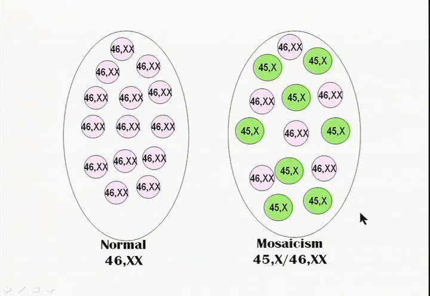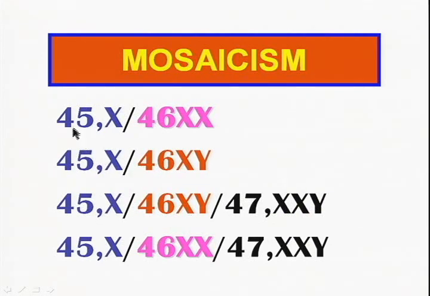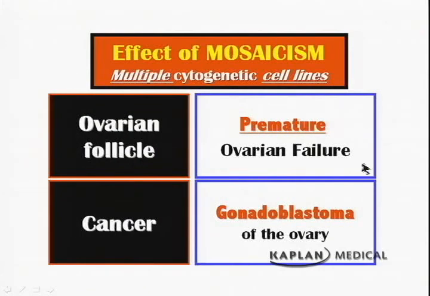What is the significance of mosaicism? You can see there are various kinds of mosaicism. There can be 2 or even 3 cell lines. And when you have a Y chromosome particularly, that's not good. What happens when you have multiple cell lines? The effect on the ovarian follicle is premature ovarian failure. And when you see ovarian failure or menopause, which occurs prior to age 30, one of the things you need to think about is a mosaic chromosome pattern.